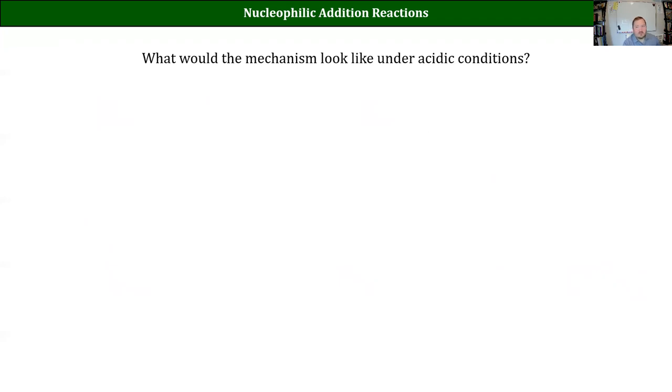This reaction will also happen under acidic conditions. So if it was under acidic conditions, what would the mechanism look like? I'm going to give you a few moments to try and write out a mechanism.